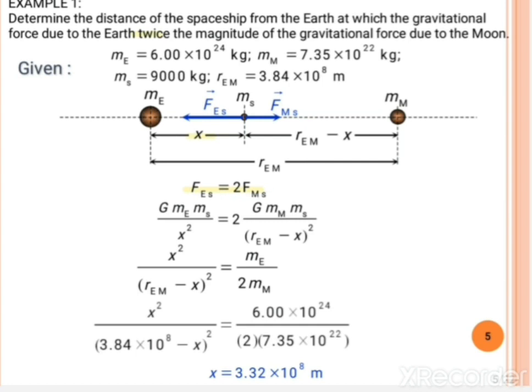due to the Moon on the spaceship. So we replace this concept with the formula. The formula for Earth and spaceship: G mass Earth mass spaceship over x squared equals 2 G mass Moon mass spaceship over r Earth-Moon minus x, squared. Then when we substitute the values given, you get the answer. The distance between Earth and spaceship, x, is 3.32 times 10 power of 8 meter.